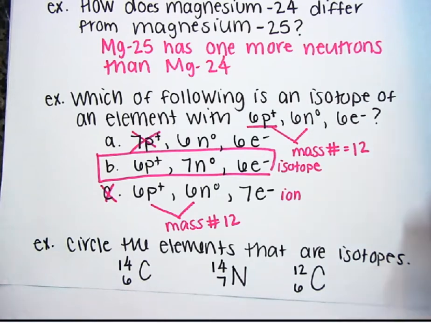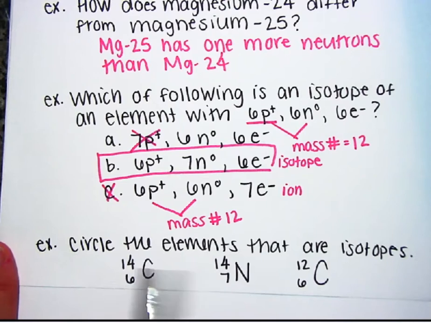Alright, so for this one, the first two, the top number is 14 for both of them. For the bottom two, the bottom number is 6 for both of them. So remember our notation system. The top number is the mass number. Isotopes do not have the same mass number. Isotopes have the same atomic number.